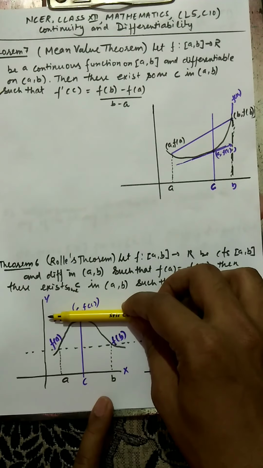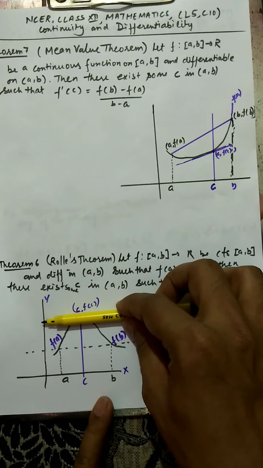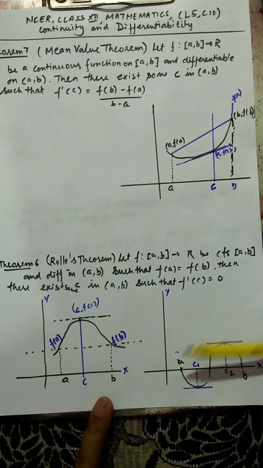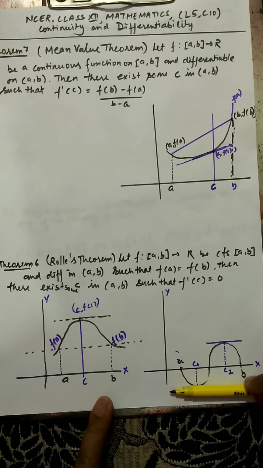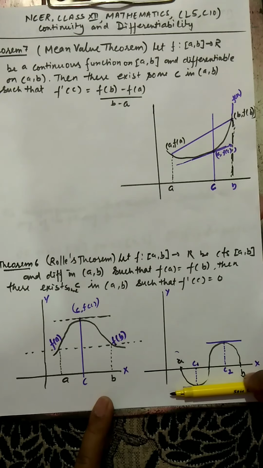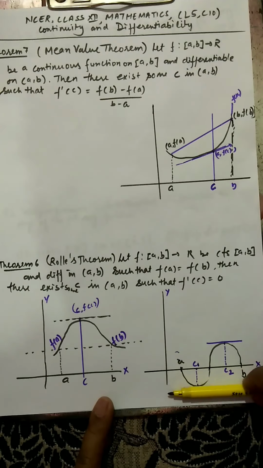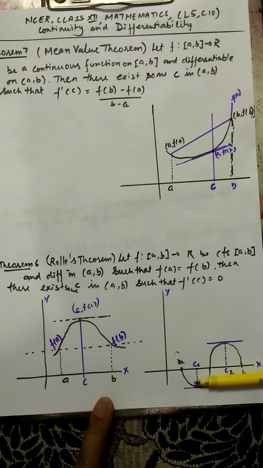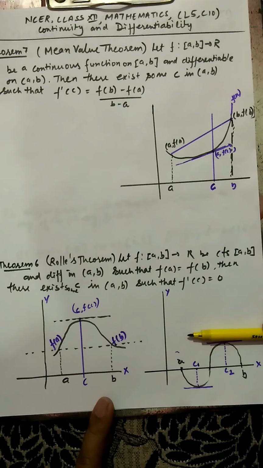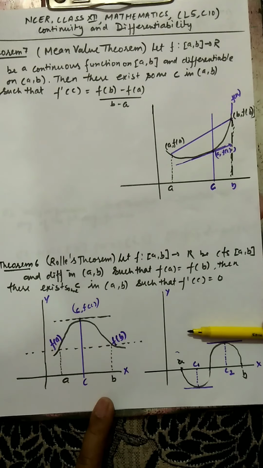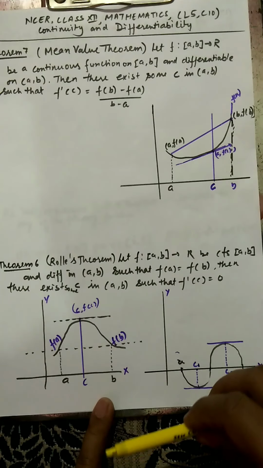Here you can see also that at C the tangent slope is 0, but it became 0 because the slope of the secant was 0. Here also the slope, you can see this tangent is horizontal to the x-axis. In that case your slope f dash c will also be 0 because tan theta will be 0 here, and here this slope will also be 0 because here also tan theta is 0. So this way you can see how this C1 and C2 are existing.